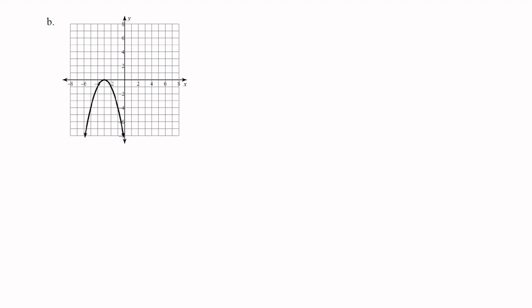For b here, again, our vertex, start with that, (-3, 0). Find another point. In this case, I'm using (-5, -4). Another point you could have used was (-1, -4). Or (-2, -1), (-4, -1), all of those would have worked.